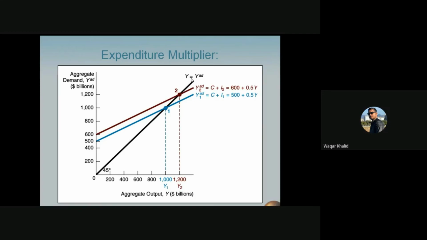So in this case, the expenditure multiplier is 2. Why? If we are increasing investment expenditures by $1, it means our output has increased by $2. In other words, if we are changing our investment expenditures by $100 billion, it means our aggregate output has increased by $200 billion. That's why we can say that the expenditure multiplier is 2.